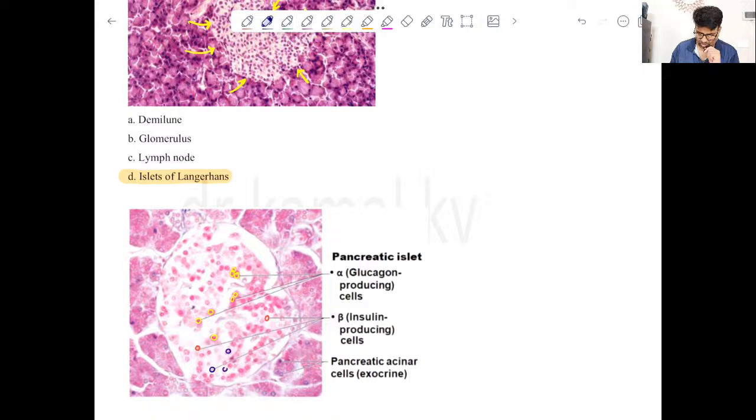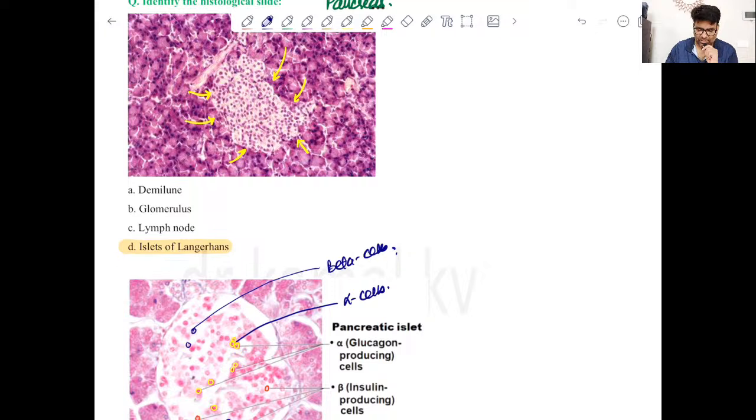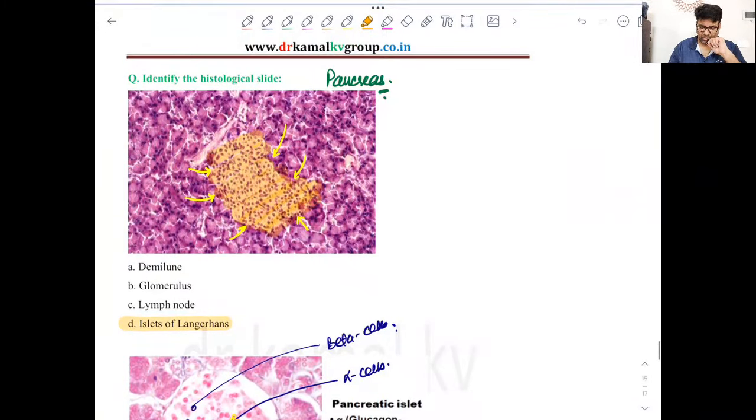So lighter cells are all beta cells which secrete insulin, and the darker cells are alpha cells. Clear? So this is the histology of pancreas, and this area is specifically the islets of Langerhans, which is the endocrine part of the pancreas, right? So this is all the endocrine part.